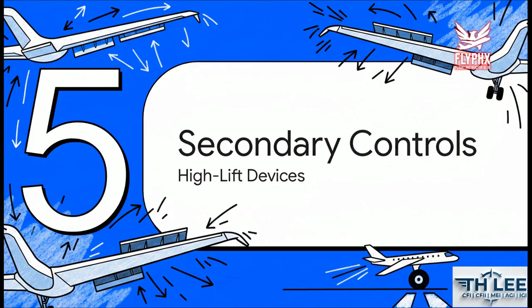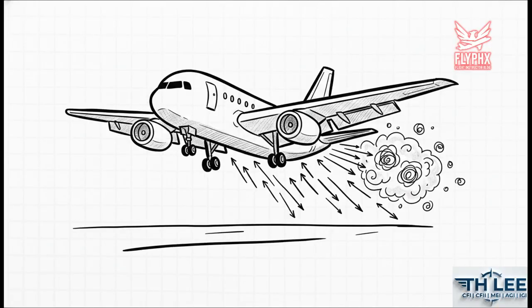Section 5. Secondary controls and high-lift devices. We are in the home stretch now. Gear up, because this final section focuses on secondary flight controls. These are the tools we use to physically manipulate the wing shape for the absolute most critical phases of flight, takeoff and landing. I want you to jot down the multitasking superpowers of wing flaps.